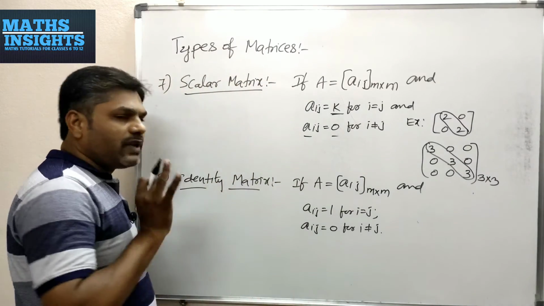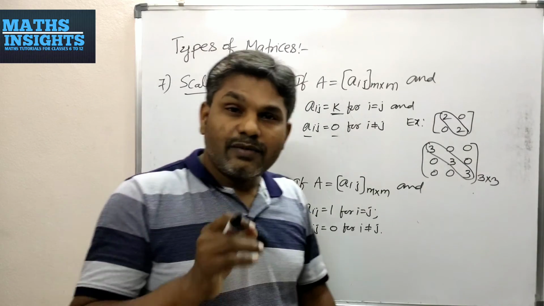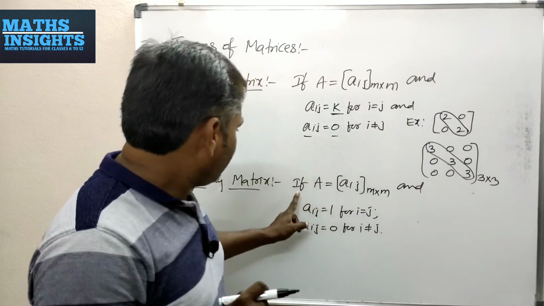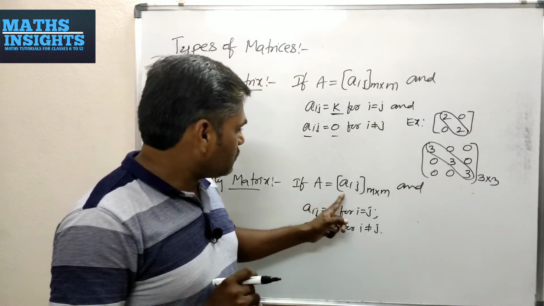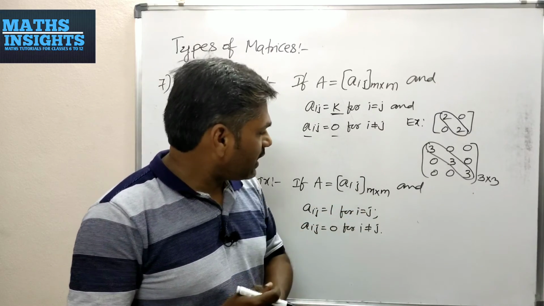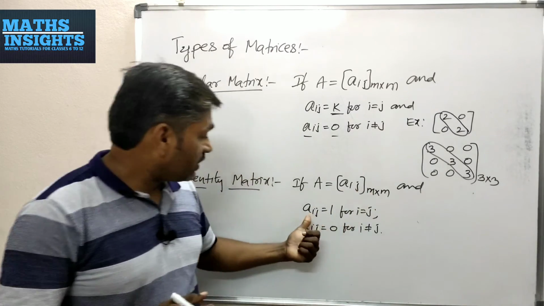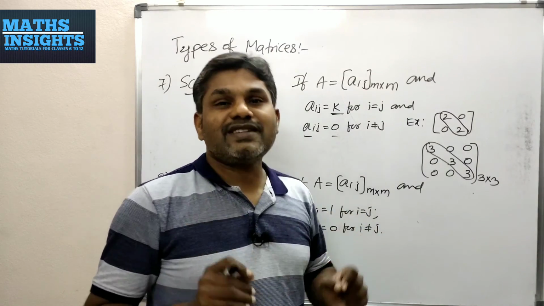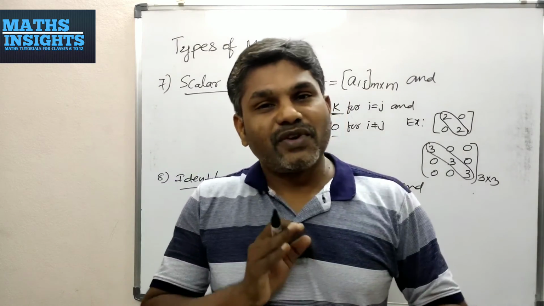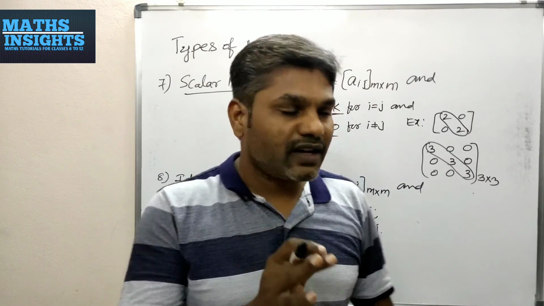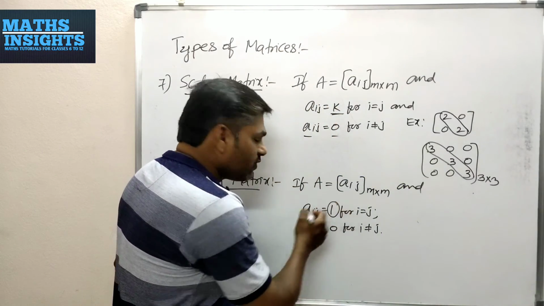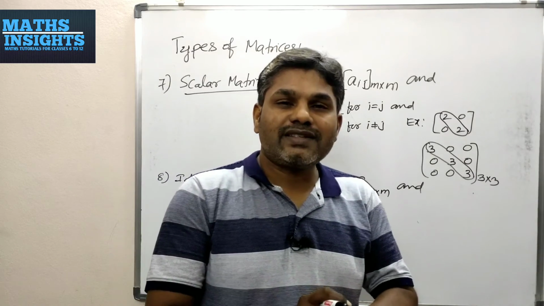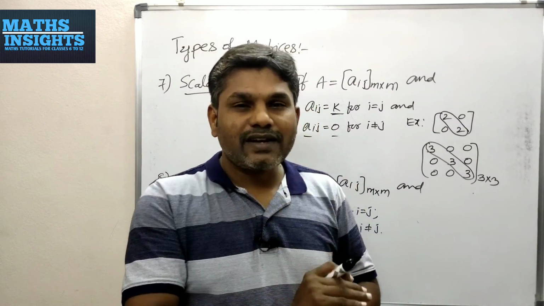Coming to the identity matrix, it's very important. It plays an important role in the theory of matrices. It is a square matrix. A is equal to aij, whose order is m by m, and aij is equal to 1 for i is equal to j. When I mention i is equal to j, I am referring to the elements of the principal diagonal. Those elements should be 1 and the remaining should be 0. Then that type of matrix is said to be an identity matrix.